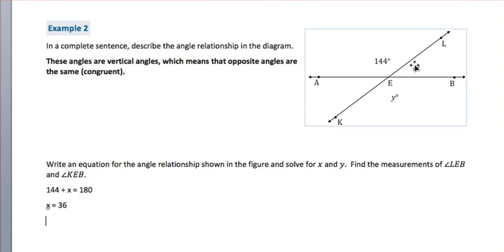And then now that we know that x is 36 and we're looking for y, we could say that y plus 36 equals 180. X plus y equals 180. We know that x is 36, so y plus 36 is 180. And then that simply means that y equals 144.